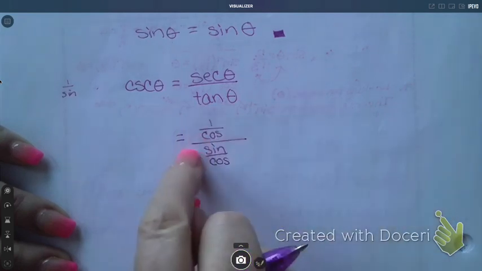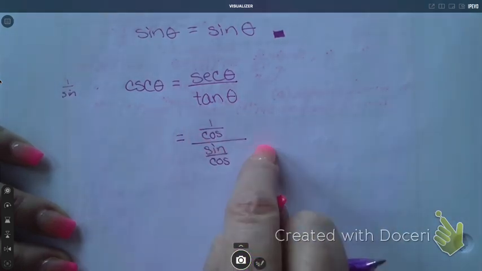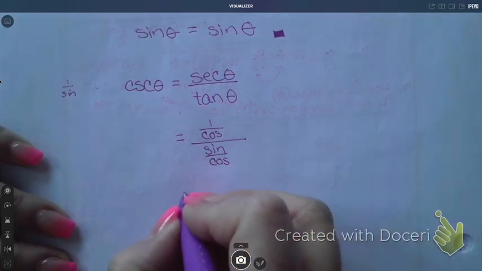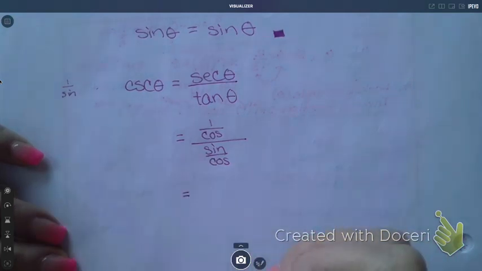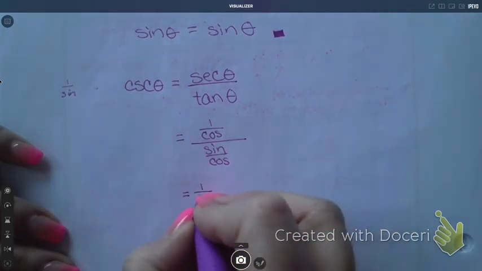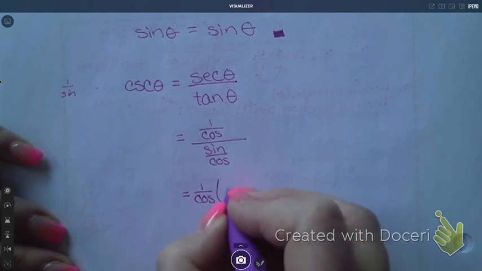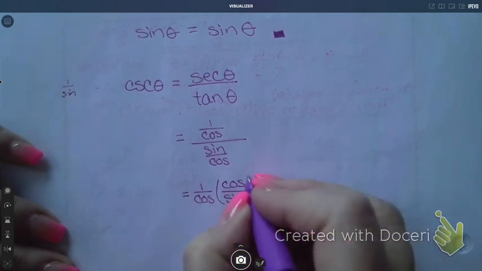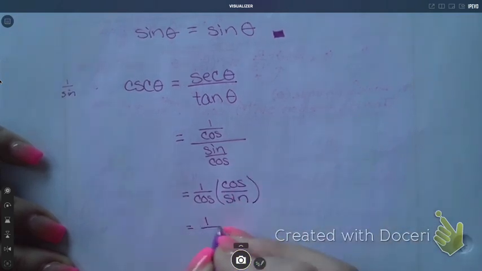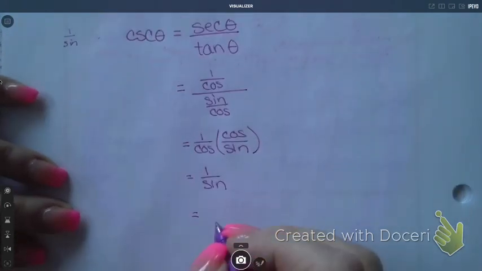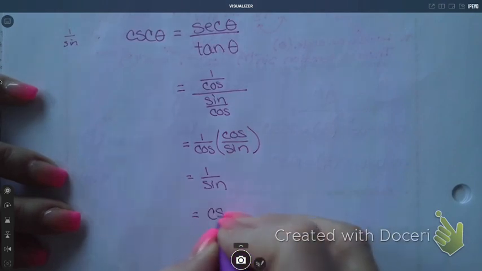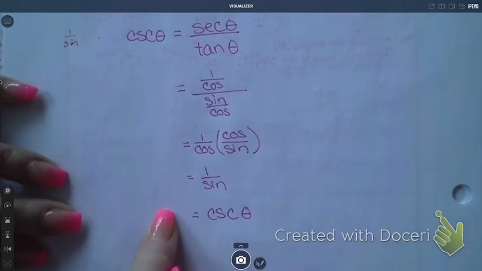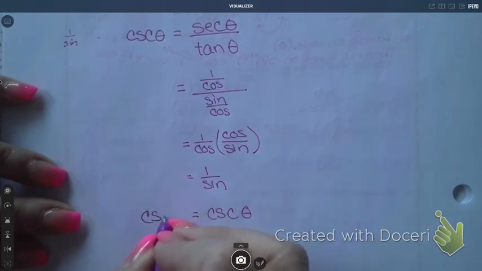See how I over-exaggerated that middle? Yeah. Okay. So now I would multiply by the reciprocal. Now I'm going to do it this time, but next time I will just do it in my head. If you need to write it, you do it. So cosine over sine. And what does that give me? 1 over sine. And what does 1 over sine equal? Secant. Nope. Cosecant. Cosecant of theta.